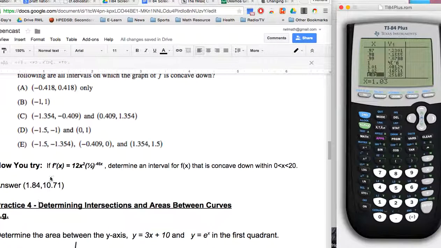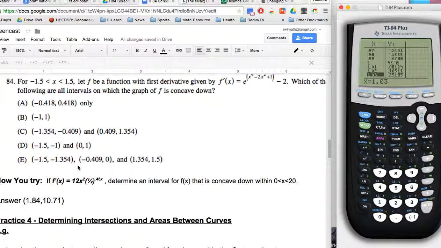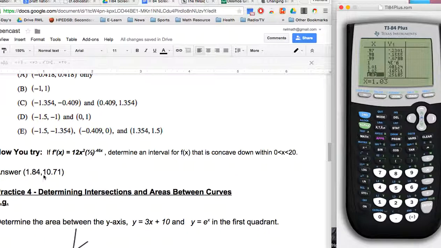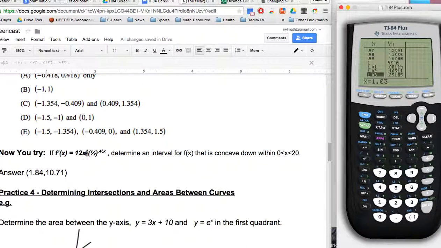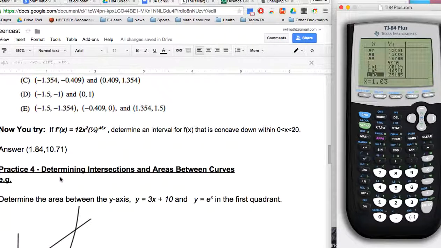And now you should try this one here. Notice that for the multiple choice, the number of digits doesn't matter. It's more for a long extended response or free response question where you've got to have it to 4 significant digits. Anyway, you're going to do the same sort of thing. You're going to look for an interval that's concave down, given this derivative right here. Okay, and you should probably pause it and work through that question right now.